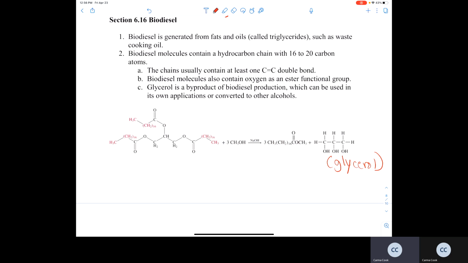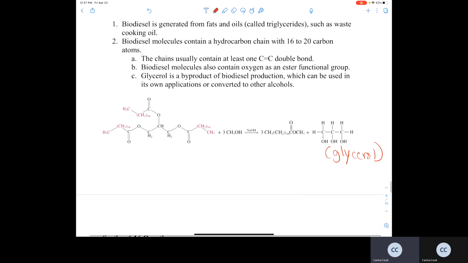Biodiesel molecules contain a hydrocarbon chain with anywhere between 16 to 20 carbon atoms. And they usually contain at least one double bond. And then biodiesel molecules also contain what we call an ester functional group, which we're not going to go deep into. That's a concept that would be further elaborated on in a class like organic chemistry.